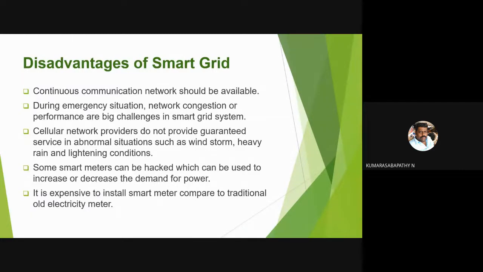You know that in the case of computers, hacking is one of the main problems. There are many hackers from our neighboring countries trying to hack our Indian network. So it is one of the disadvantages of a smart grid, and we have to improve the security features in a smart grid. It is one of the drawbacks of a smart grid. Okay.